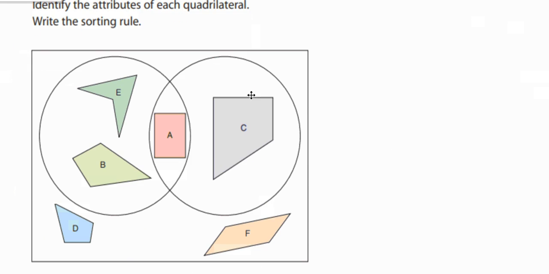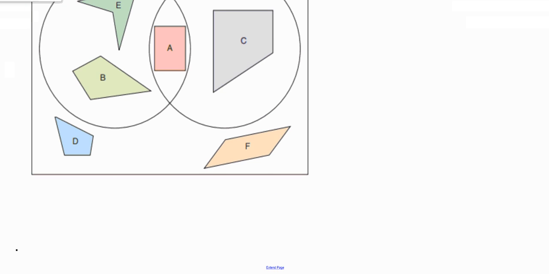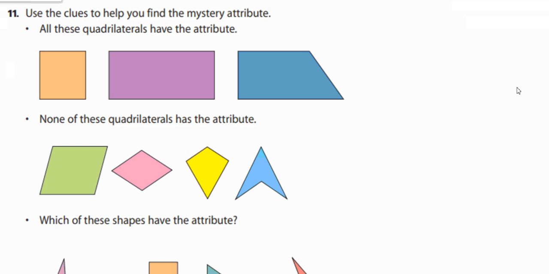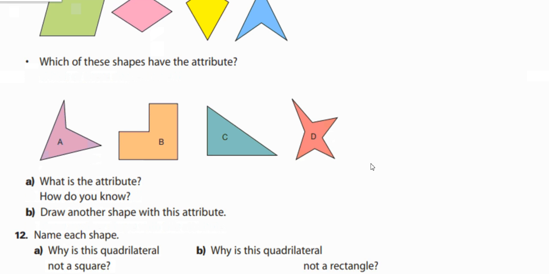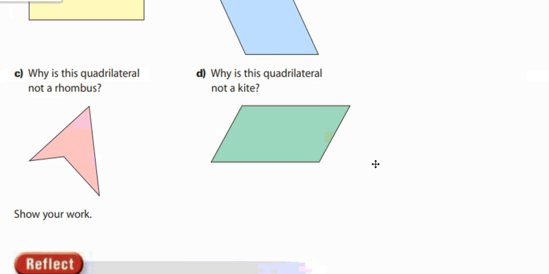So here's a Venn diagram, and you have to write the sorting rule that we use based on the attributes or the different characteristics. And then we have some other shapes that you're going to be asked to describe the different attributes.